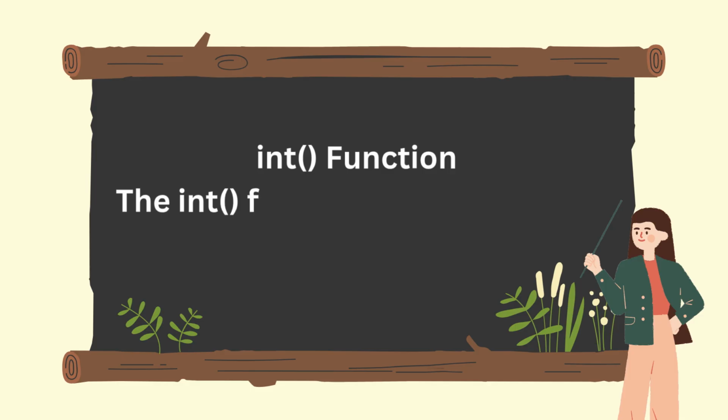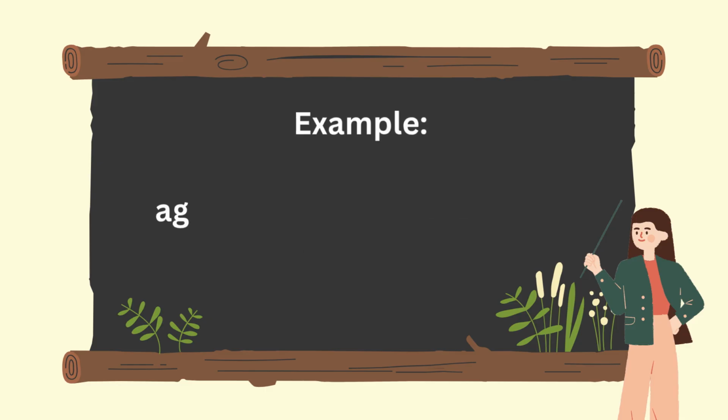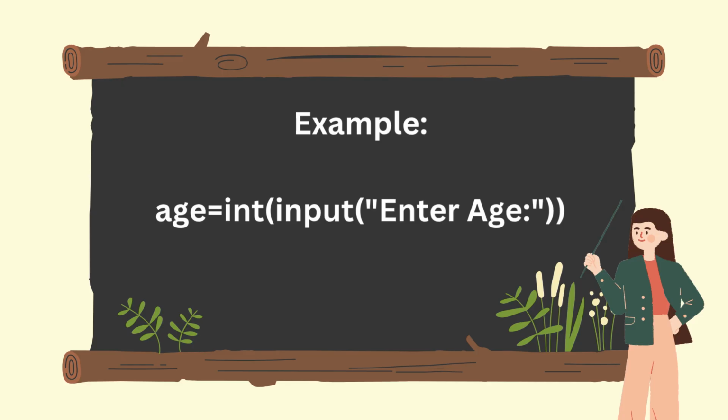First, the int function. The int function converts input into an integer. For example, age = int(input("Enter age")). Now if the user enters 20, Python stores it as a number. This allows us to perform calculations. Without int, mathematical operations may not work correctly.